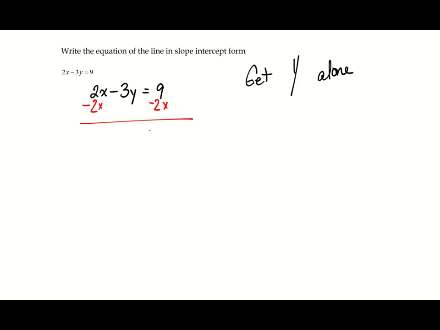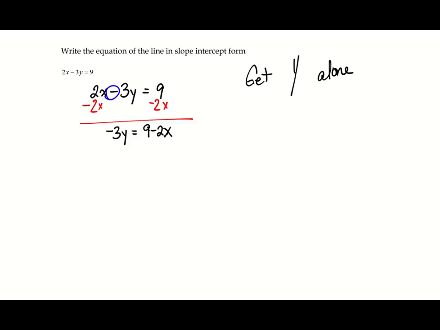We're being asked here to write our equation in slope-intercept form. In order to write an equation in slope-intercept form, your goal is to get y alone. So in order to do that, we are going to, in this case, subtract 2x from both sides. Once we do that, we're left with -3y equals 9 minus 2x. Do not lose this negative sign. A lot of people lose that, and that causes them to make mistakes as they go.